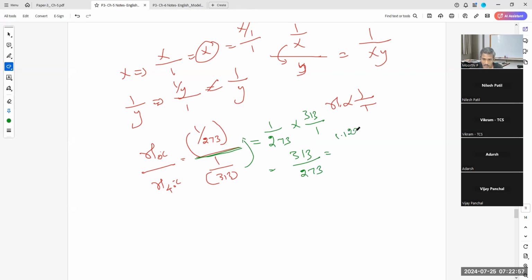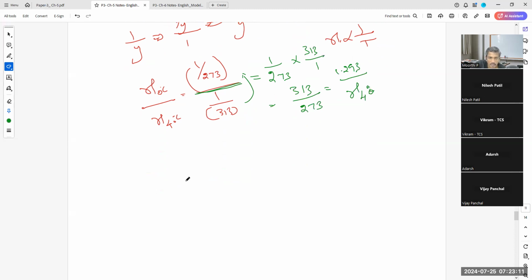What is the R0 density value? 1.293. What is the value of density at 40 degree? You need to calculate. Calculate the value now. How to take it? You can easily understand. Density 40 going to here, this going to here, this going to the downside.